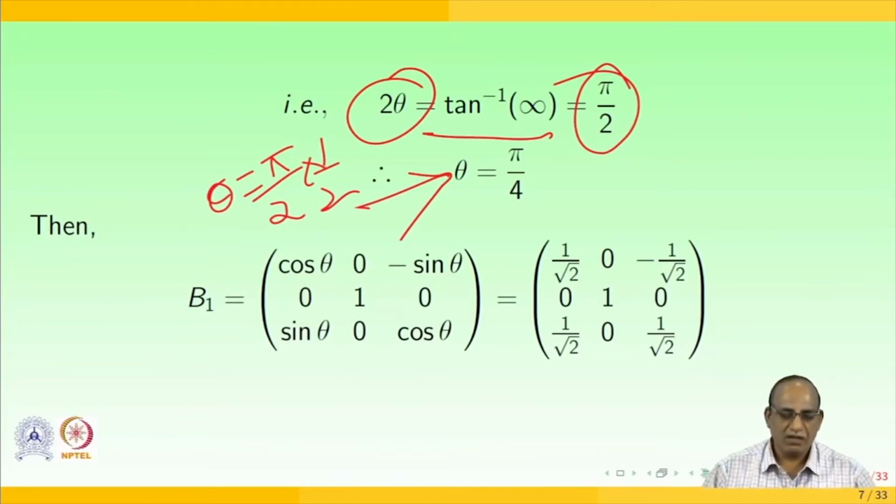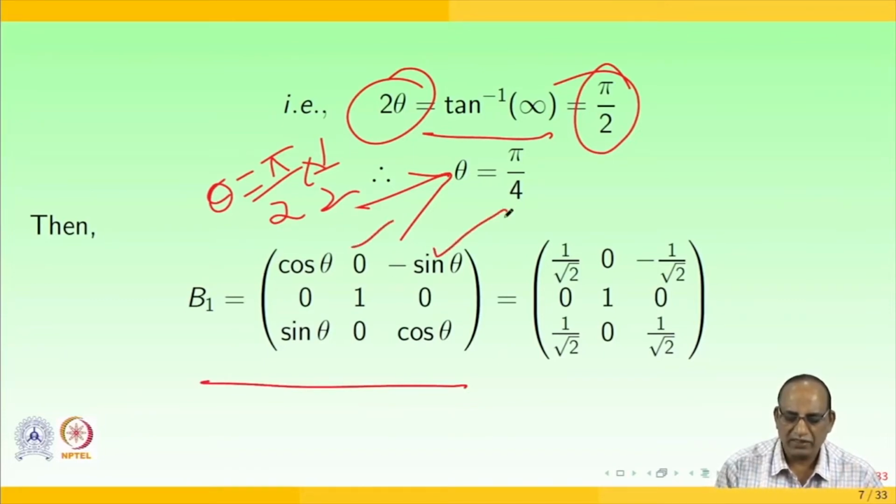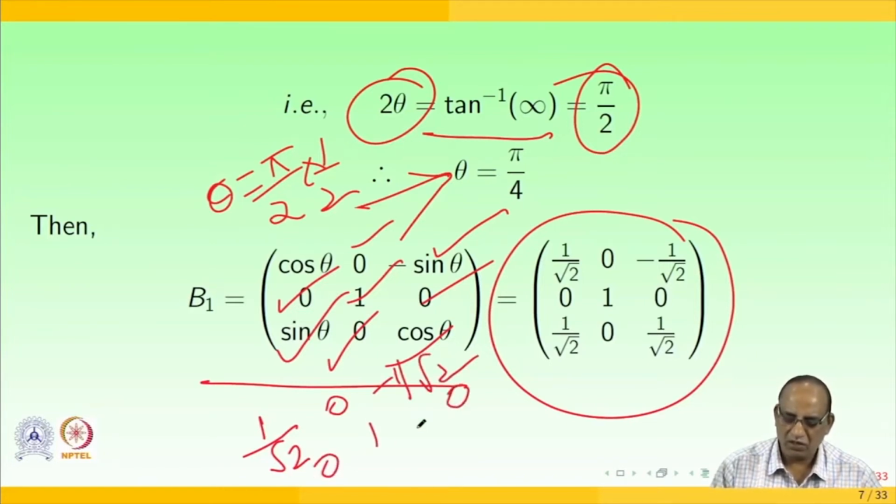Then B1 is equal to [cos theta, 0, minus sin theta; 0, 1, 0; sin theta, 0, cos theta], which will happen to be [1 over root 2, 0, minus 1 over root 2; 0, 1, 0; 1 over root 2, 0, 1 over root 2].